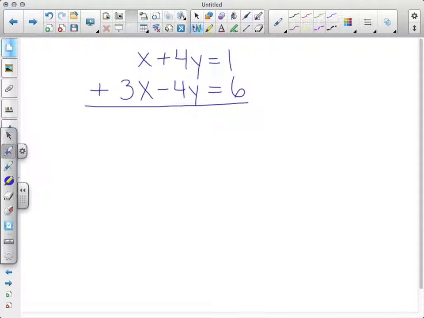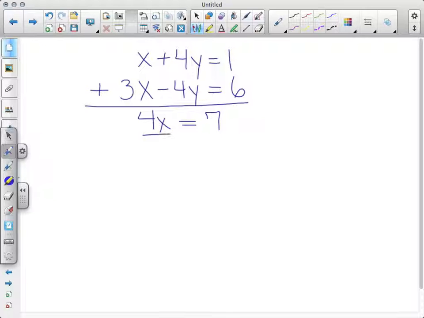This particular system of equations lends itself really well to elimination because it's already set up. You have an x plus an x and a 3x, you have a 4y and a negative 4y, and you have a 1 and a 6. When you add these together, watch what happens. You have x plus 3x is 4x. 4y plus a negative 4y is nothing. And 1 plus 6 is 7. So you end up with this really cool equation that you got rid of the y's in.